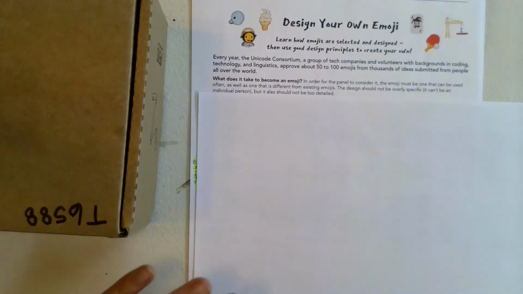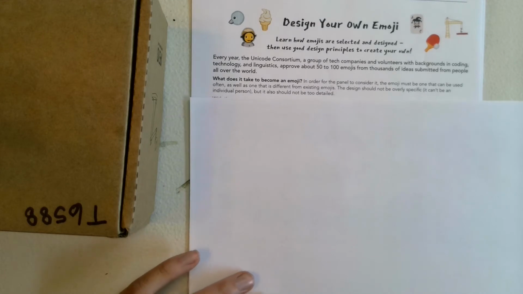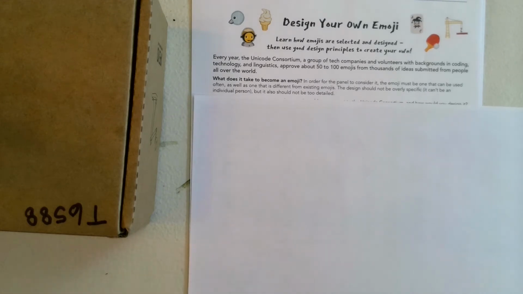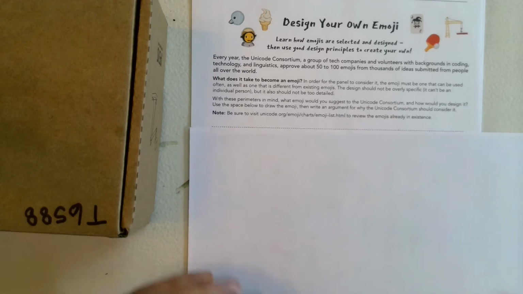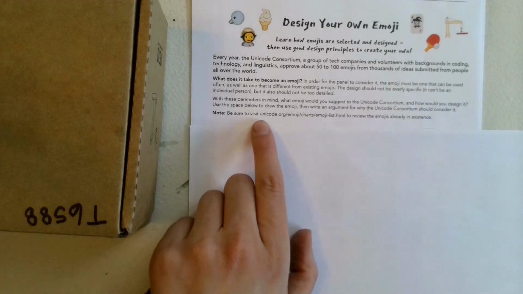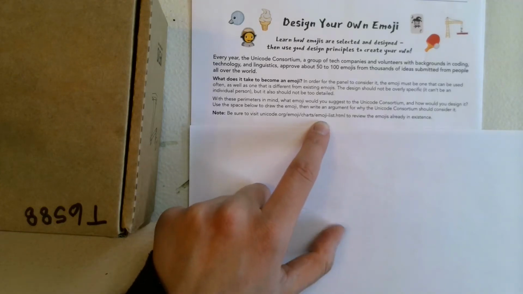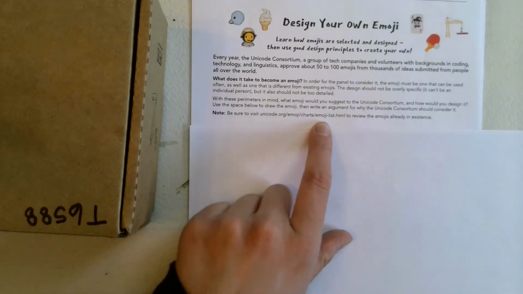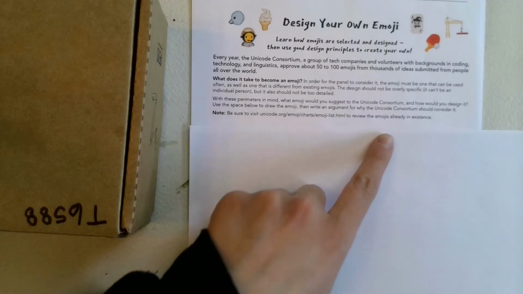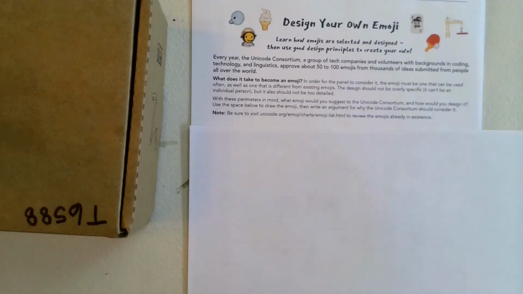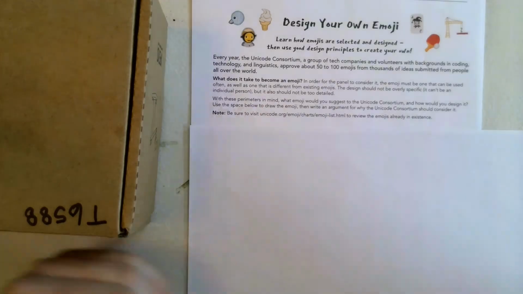In order for the panel to consider it, the emoji must be one that can be used often, as well as one that is different from existing emojis. So right here, you want to go to this website to make sure that the emoji you're trying to design today isn't already listed there. It doesn't already exist. Because let's say you want to do a cat, but cats are already an emoji. So that's a good place to look before you start.